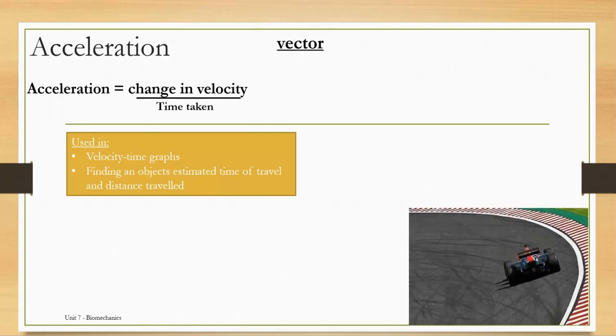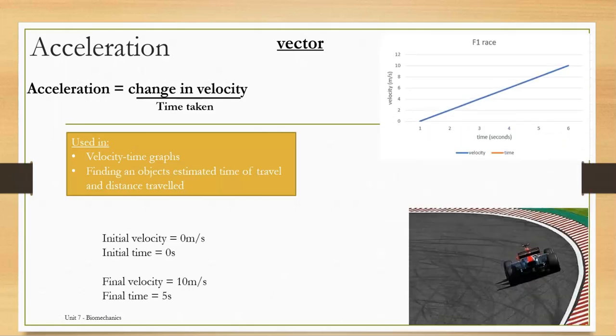A sporting example of when acceleration is used could be through an F1 driver at the start of a race. The aim is to get the car to have the maximum velocity as possible in the shortest time frame. If the car started at 0 seconds with a velocity of 0 meters per second and then accelerated in 5 seconds to a velocity of 10 meters per second, the change in velocity would be 10 meters per second as there is a difference of 10. According to the calculation, this would mean that the acceleration of the car would be 2 meters per second squared.